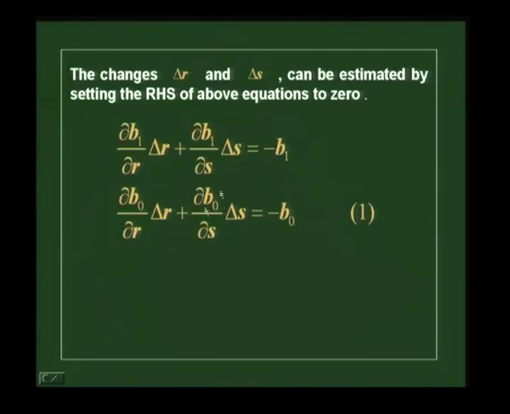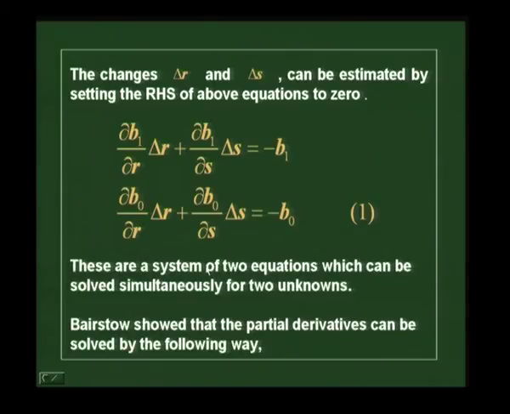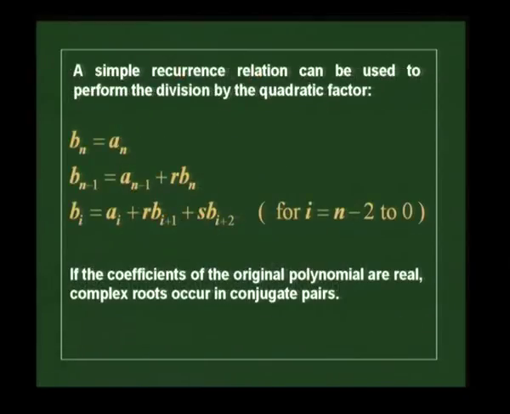And then I can solve this equation, because if I can determine del b1 by del r, del b1 by del s, del b0 by del r and del b0 by del s, I can determine the new delta r and delta s values, and I can go to new values of r and s. That is the idea. And I can determine this because I know how the b's depend on r and s. I have that equation, so I know how these coefficients depend on r and s.